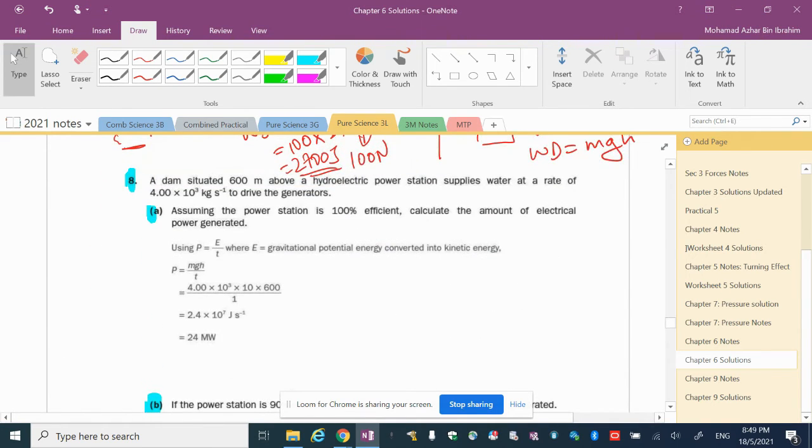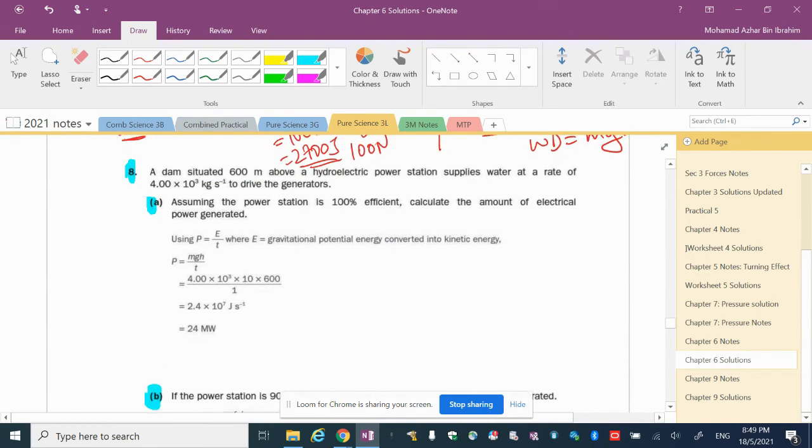This question is slightly difficult. All right, so let's look at it. A dam situated 600 meters above provides a rate of water flow of this amount, kilogram per second. That means 4,000 kilograms of water is moving past it every second. So they ask you to calculate the amount of electrical energy.